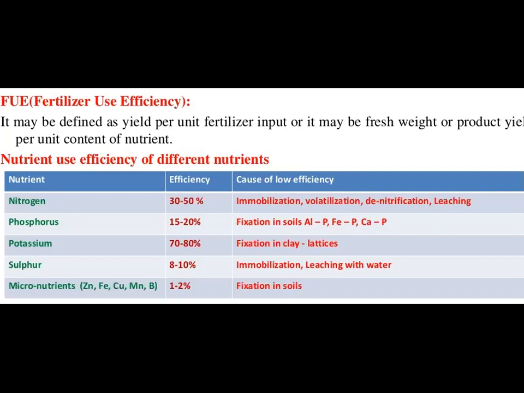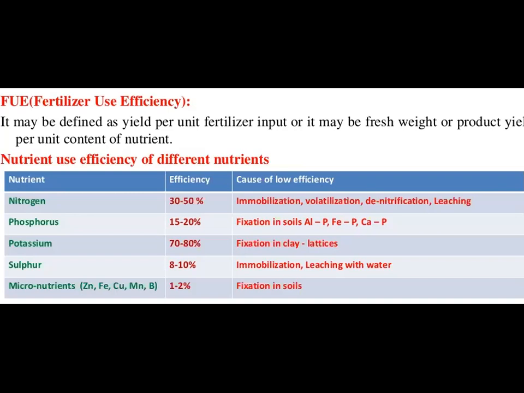The causes of low efficiency are immobilization of nutrients, conversion of inorganic form again into complex organic form, volatilization losses, denitrification, and leaching losses. Then phosphorus efficiency is up to 15 to 20% because phosphorus has a tendency to get fixed in soil, so its efficiency is decreased.